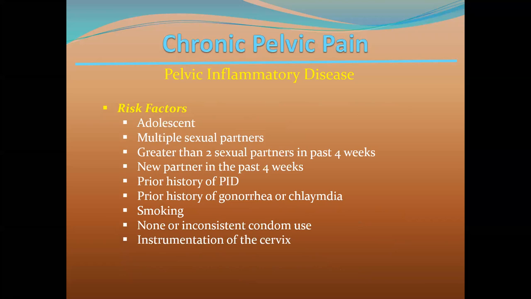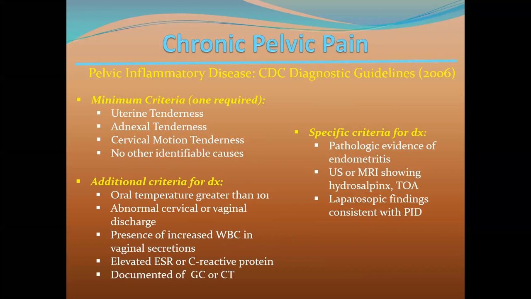Risk factors: adolescents, multiple sexual partners, greater than 2 sexual partners in the past 4 weeks, a new partner in the past 4 weeks, prior history of pelvic inflammatory disease, prior history of gonorrhea or chlamydia, and smoking. Smoking changes the immune response, and that is why the ascending infection is more. Also inconsistent condom use, and instrumentation of the cervix, that is any procedures done over the cervix or the uterine cavity.